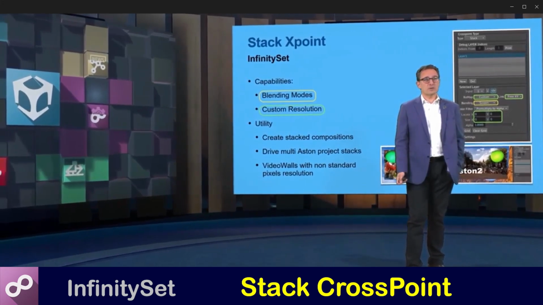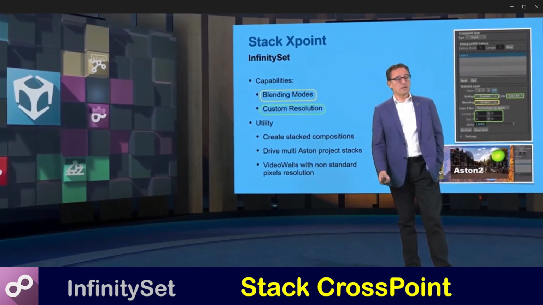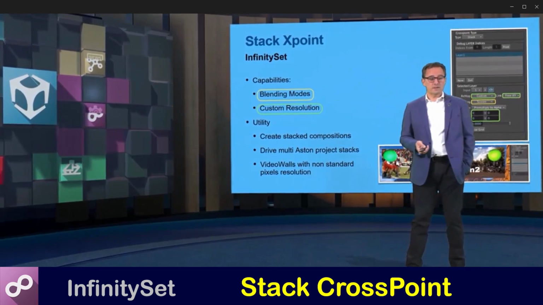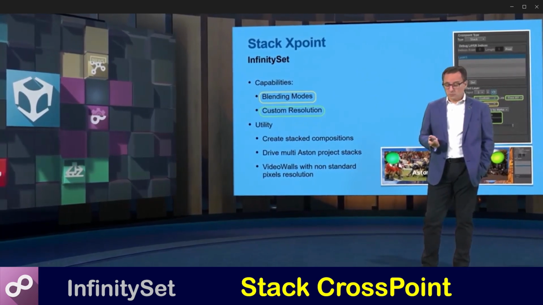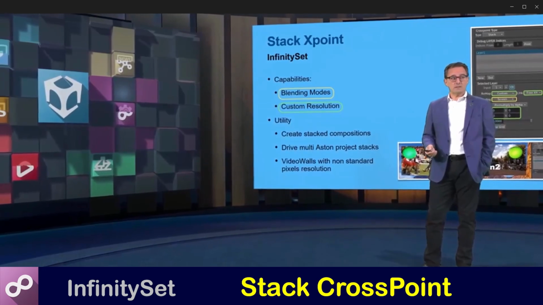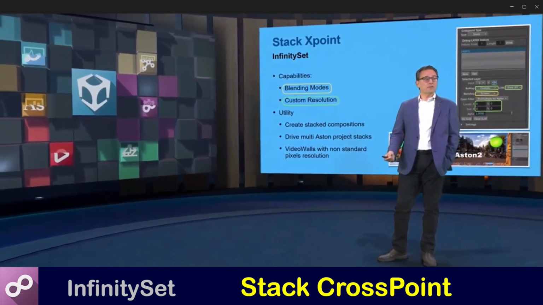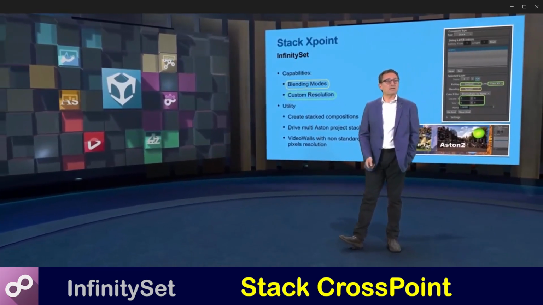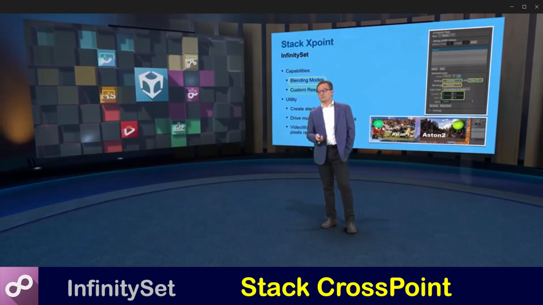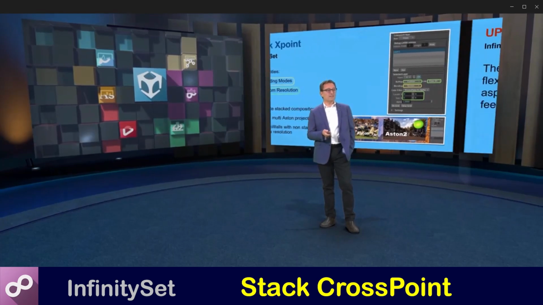Okay, just to recap, we have several capabilities that are new: the blending modes, the custom resolution, and the pre-multiplied alpha. And what is the utility of this? To create stacked compositions. In this composition, we can have multiple Aston projects inside, and drive video walls with non-standard pixel resolutions. So again, let's have David or Borja.